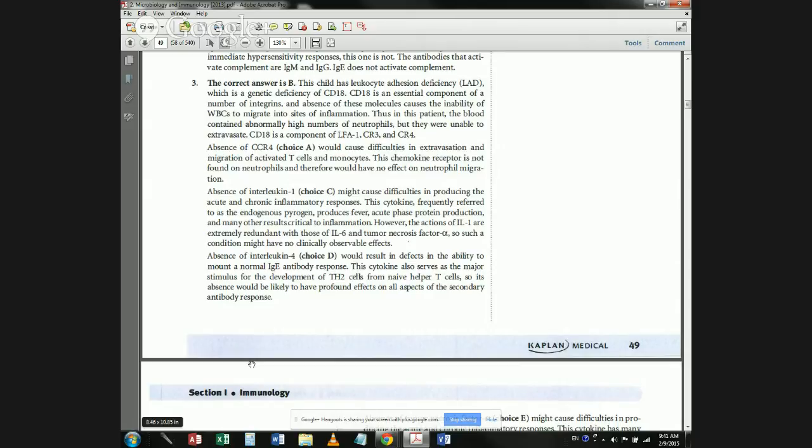CD18 is a component of the LFA-1, CR3, and CR4. What are those? I think we're going to talk about them. The absence of CCR4 would cause difficulties in extravasation and migration of activated T cells and monocytes. This chemokine receptor is not found on neutrophils and therefore would have no effect on neutrophil migration. I gotcha. So CD18, remember CD18?